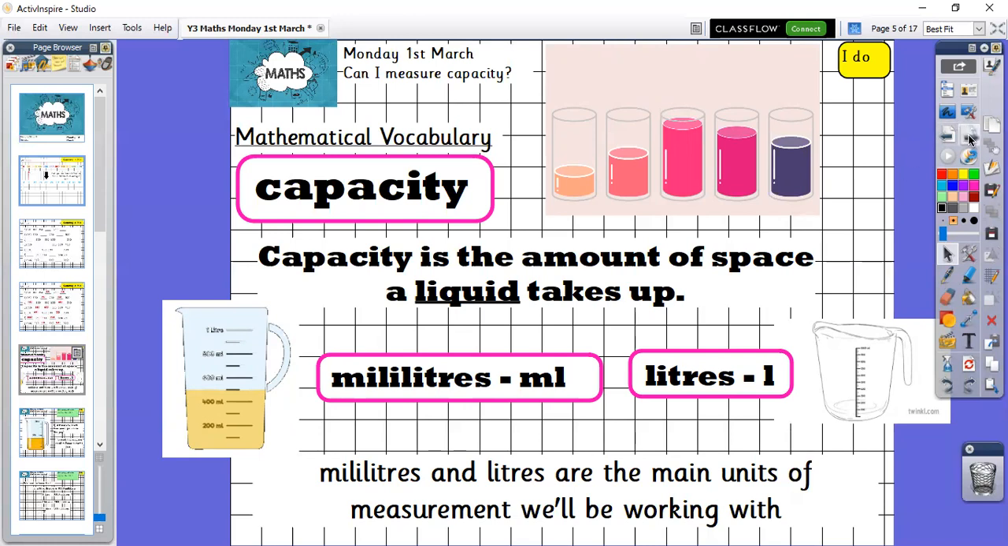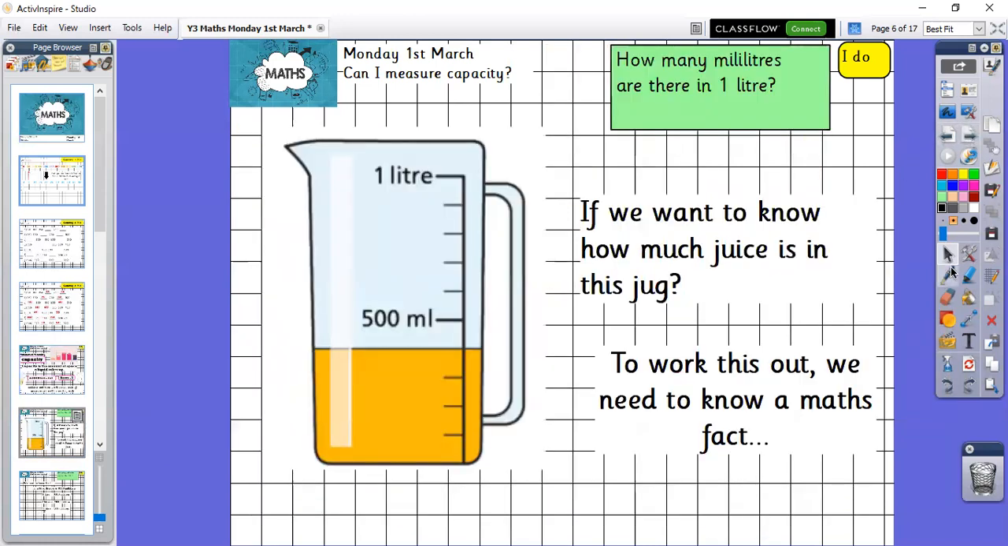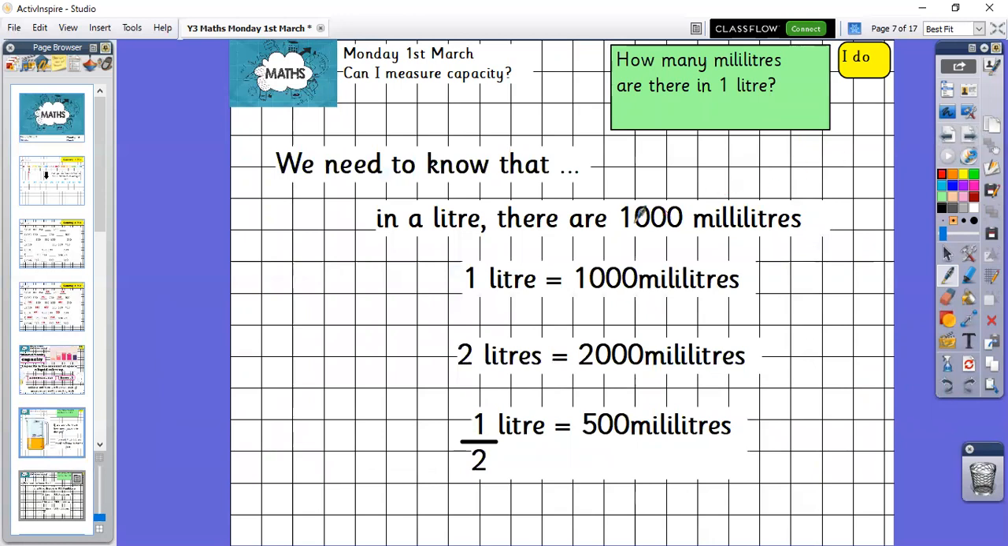So let's move on. When we look at this jug here, we want to know how much juice is in this jug. Straight away, we can see at the top we've got a litre, and in the middle we've got 500 milliliters. It's interesting to note that we've got two different units on here. So we need to understand a particular maths fact, and that maths fact is that there are 1,000 milliliters in a litre.